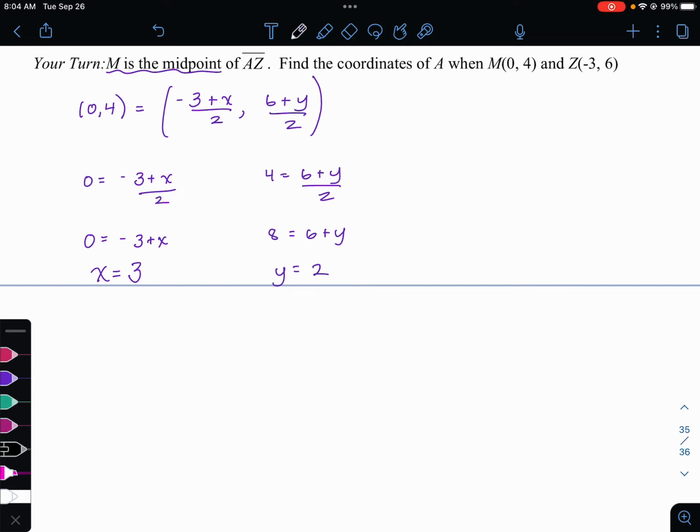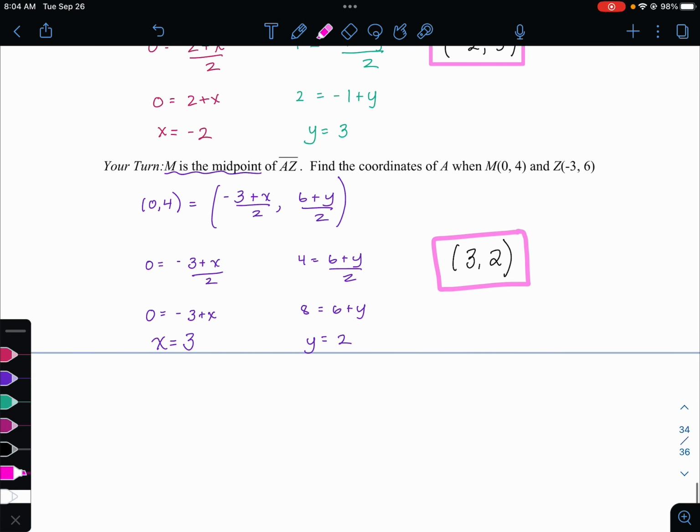All right, and hopefully for this last example, you got (3, 2) as the coordinate for your other endpoint. So my only word of caution to you when doing midpoint is to read the question carefully. Did they give me the midpoint and I'm finding one of the endpoints, or did they give me both endpoints and I'm simply finding the midpoint?